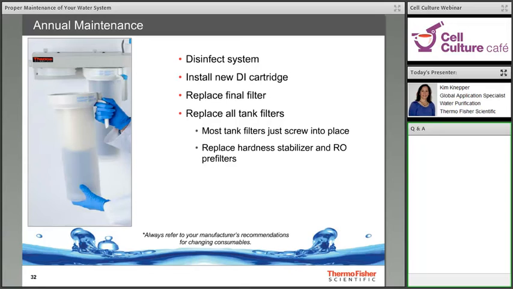Now, some systems may require resetting a timer, or maybe entering a serial number of the cartridge to confirm that a change has been made. And if you're cleaning the storage tank, make sure to change those vent filters to ensure protection of your stored water. And don't forget to, again, check and replace the RO system pre-filters in the water line as well.